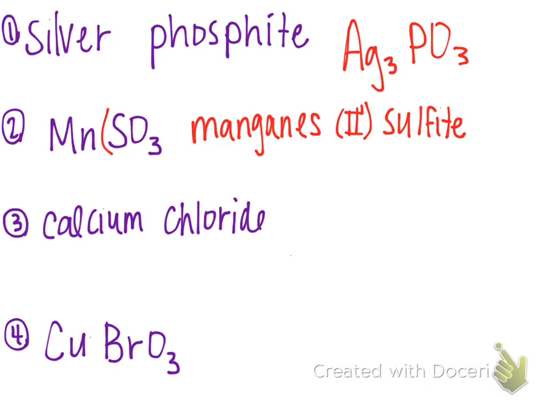No, sulfite is SO3. As a whole, sulfite has a minus 2 charge. So you have to be really careful. You have to identify where your polyatomic ion is. So this is a full polyatomic ion that has a minus 2 charge, just like manganese had a plus 2 charge. You can do it. Once we put those polyatomic ions in there, you have to really identify where the polyatomic ion starts and where it stops.